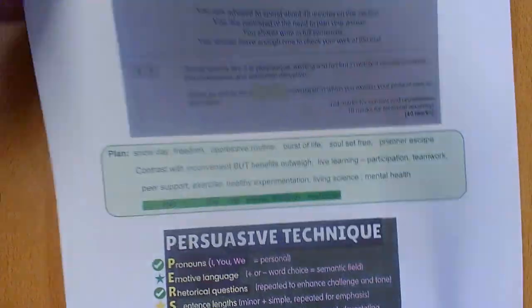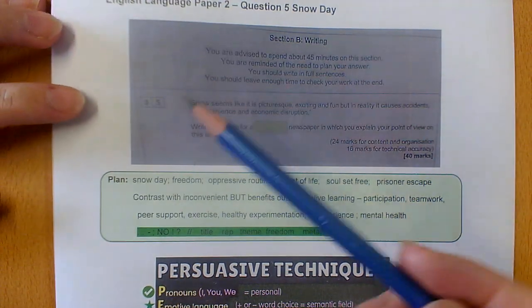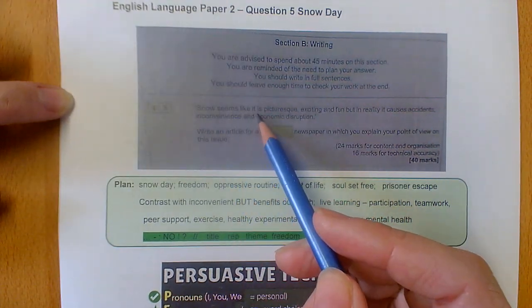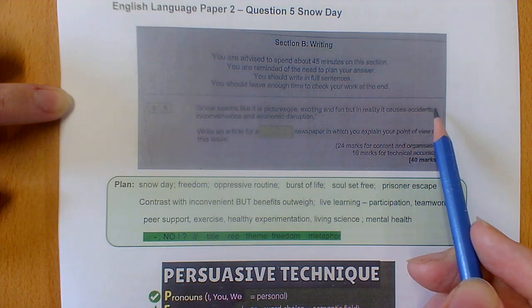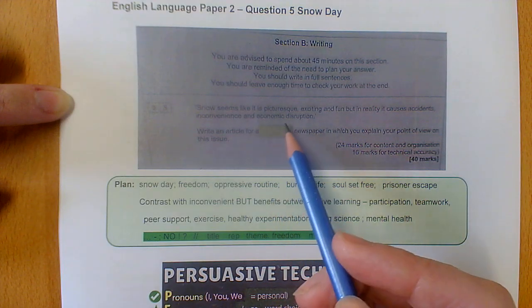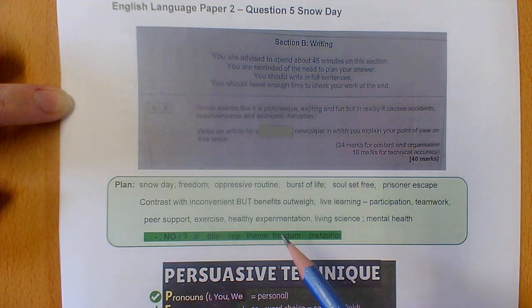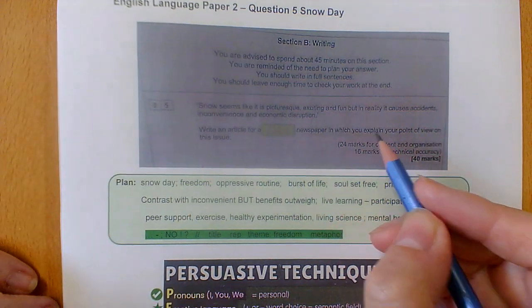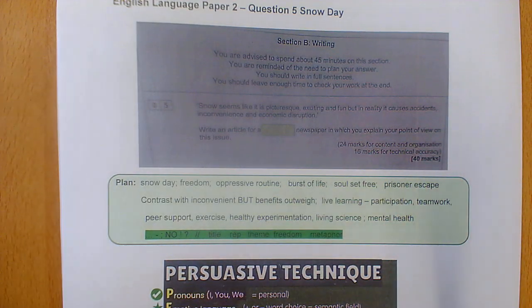All right. Now, of course, we get to question 5, which is persuade. But remember, it's not going to specifically tell you to persuade. This is the previous question. It just says, snow seems like it's picturesque, exciting, and fun, when in reality it causes accidents, inconvenience, and economic disruption, which means it's expensive. People lose money. Write an article for a newspaper where you explain your point of view. They mean persuade. So they're giving you a dull topic so that you create the power.